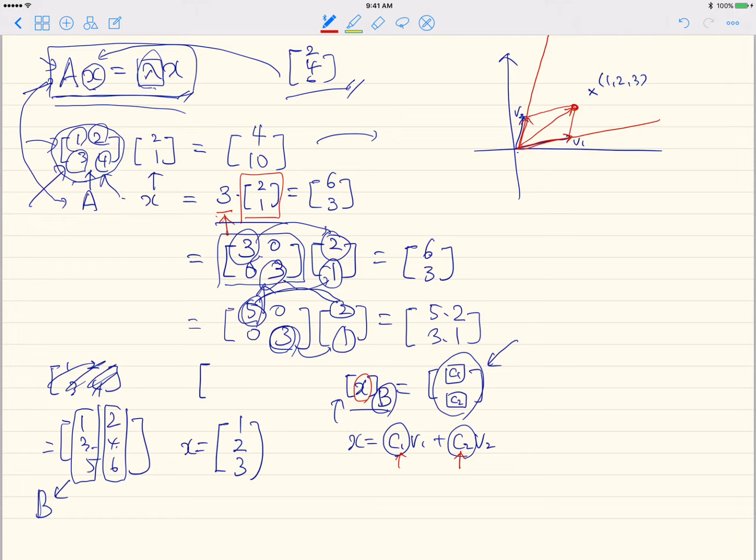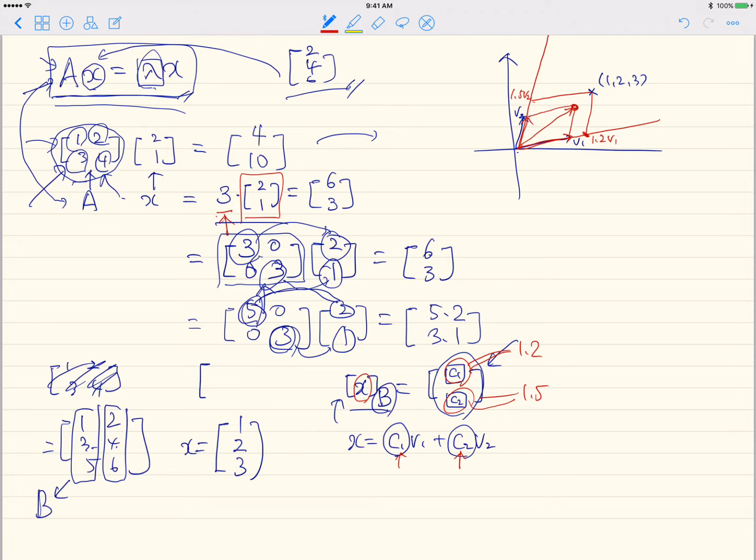Okay? So in this case, given this guy, it's like 1.2 v1 and 1.5 v2. In this case, C1 will be 1.2 and C2 will be 1.5. Okay? So that was the meaning or interpretation of this coordinate vector with respect to the basis B, right?